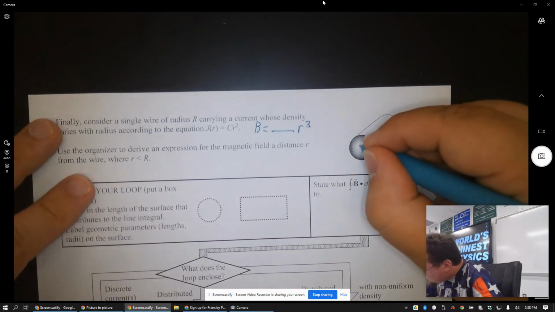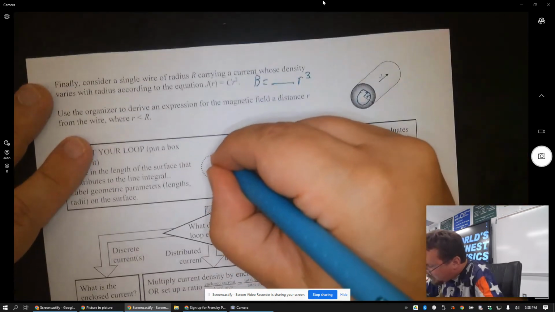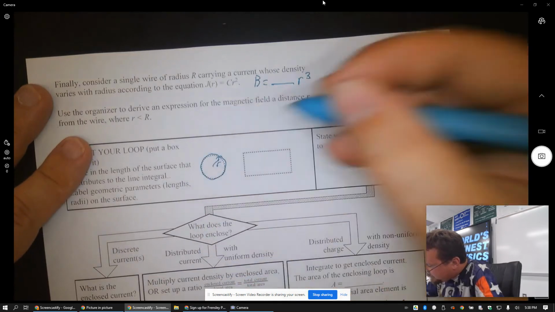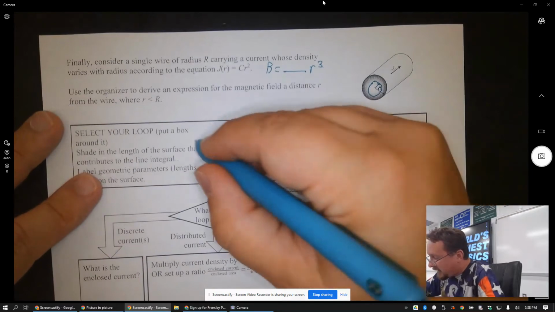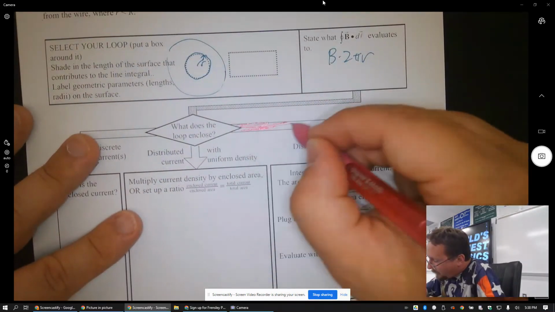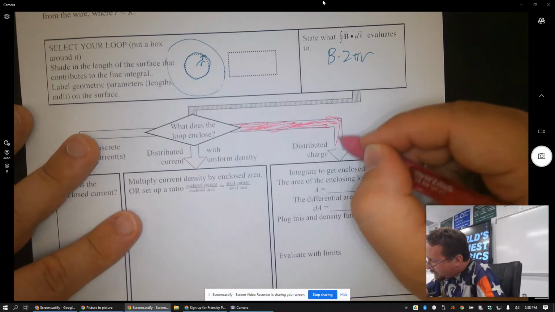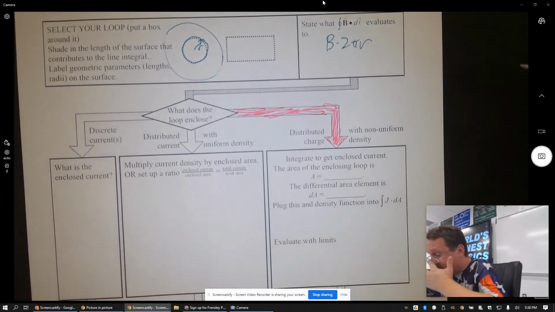So I'm going to choose my little Ampere loop. Its radius is r. The entire loop, so it's going to be B times 2 pi r. Your kids are going to get sick of writing that. I don't care. Okay, the loop now encloses, oh boy, I've got to go this way now, a distributed charge with non-uniform density.